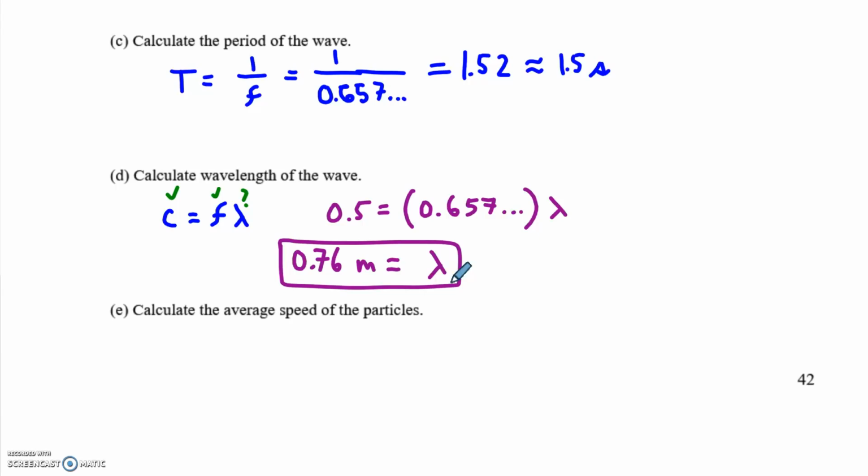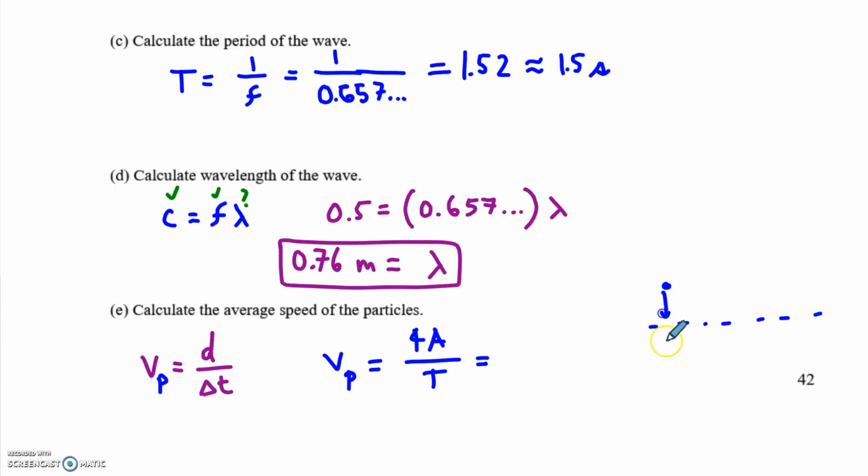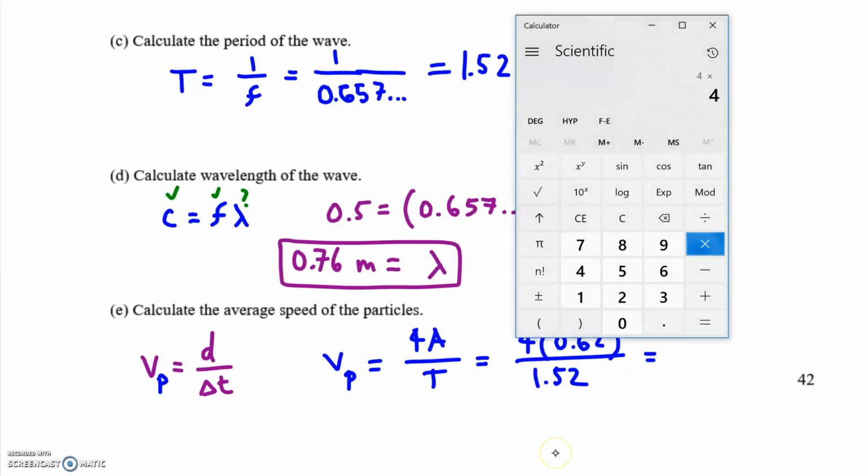Calculate the average speed of the particles. Now here's the thing, we already used this equation. And we said, let's use it for the wave itself. So this became the wave speed. But now we're going to apply it to the particle. And we know the particles travel 4 amplitudes in one period. Right, because here's a particle at the top, here's the center line, it goes down 1 amplitude, down another amplitude, up, and then another amplitude to where it began. So the wave travels across, but the particles go up and down. So we can plug in the amplitude of 0.62. The period we have from above, we use the unrounded value, and this is going to be 1.6.